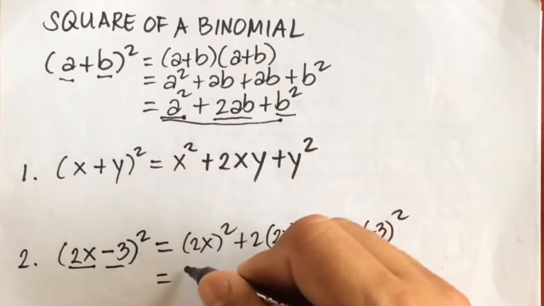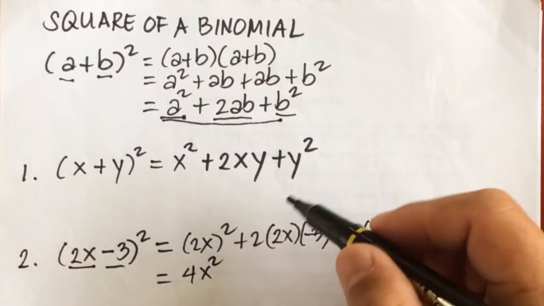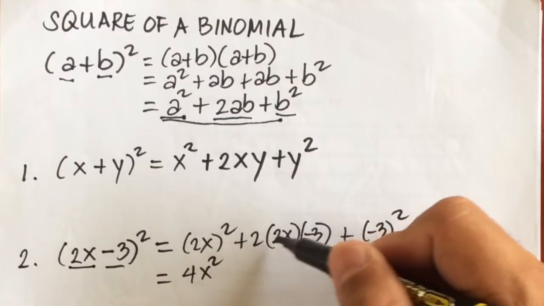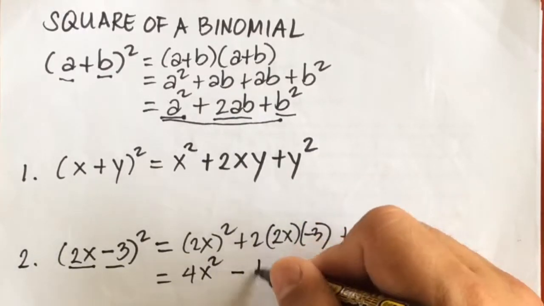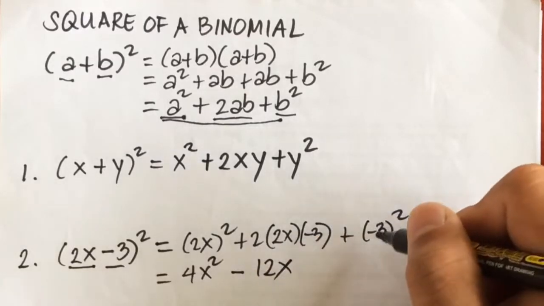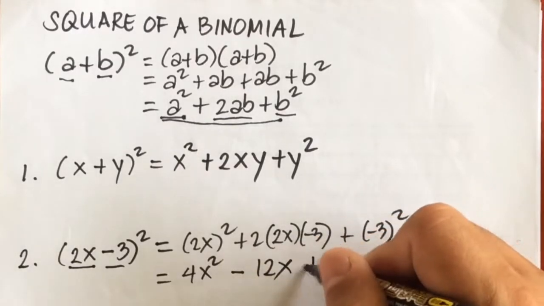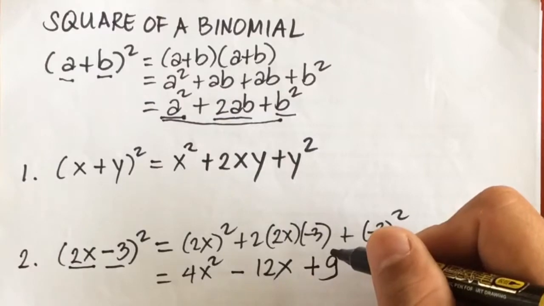Then (2x) squared is 4x squared, and this is 2 times 2x, which is 4x, times negative 3, that will be negative 12x. Then (negative 3) squared is 9, so plus 9.